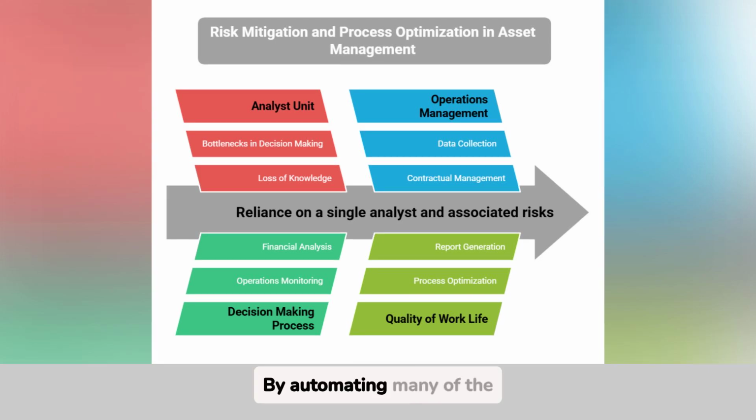Exactly. By automating many of the operational and analysis tasks, you not only minimize the risk of losing critical talent, but also optimize processes. For example, agents can consolidate data from various sources in real time, detect performance anomalies, and even anticipate potential failures, something that is much more difficult to achieve manually. In addition, they can generate detailed reports without human error, enabling better decision-making.